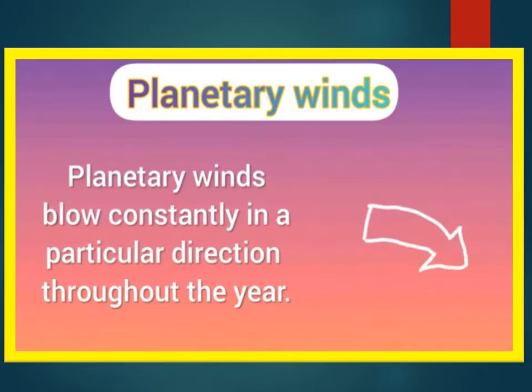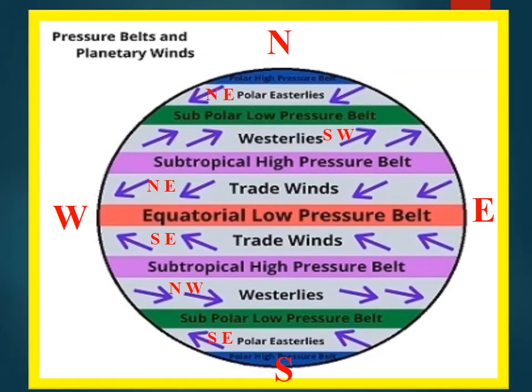Now what are planetary winds? Planetary winds are winds that blow constantly in a particular direction throughout the year. So if they are blowing from the north, they will be blowing from the north throughout the year. They keep the same direction. They don't change their direction. Now there are three types of planetary winds. They are trade winds, westerlies and easterlies.